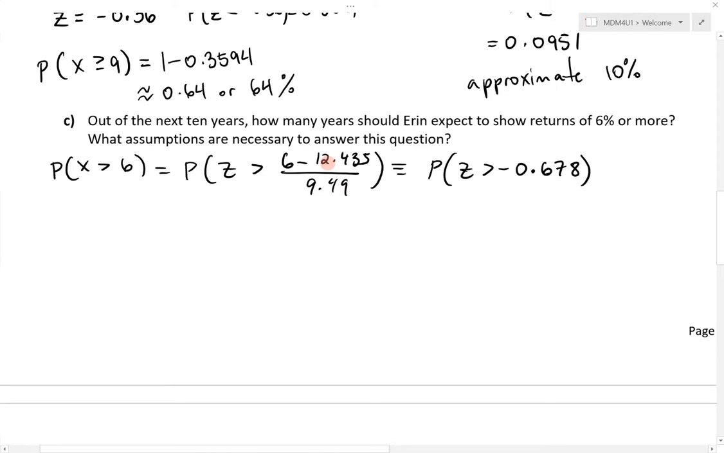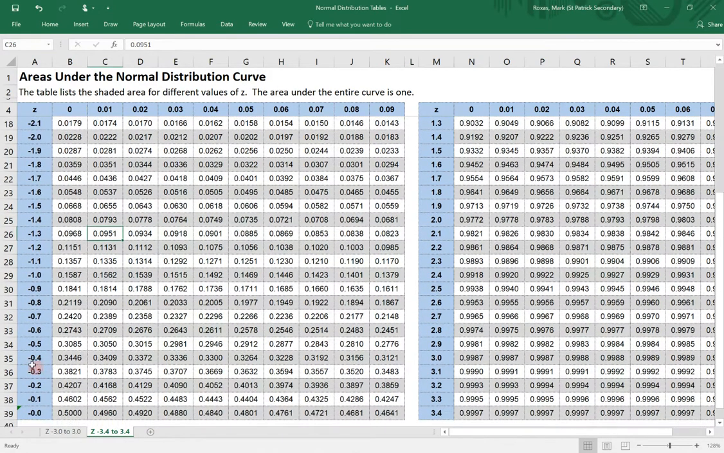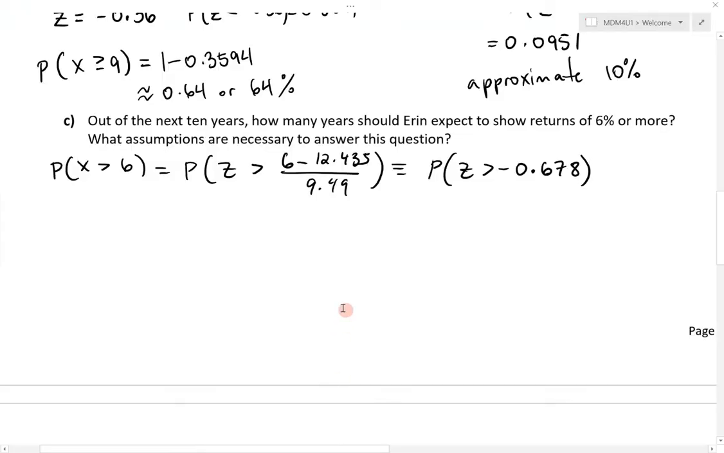So let's look at the z-score table once more. Here's negative 0.6. We only go to two decimal places here, so 0.7 is the next one. It's going to be 0.2254. Alternatively, I could round to 0.68, and I can get 0.2483. So it's going to be somewhere in between these two. I'm just going to say 0.25, a nice number in between them.